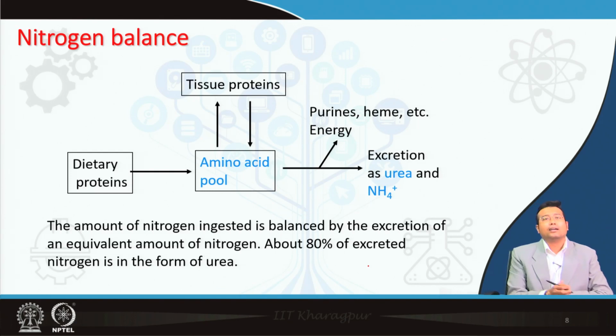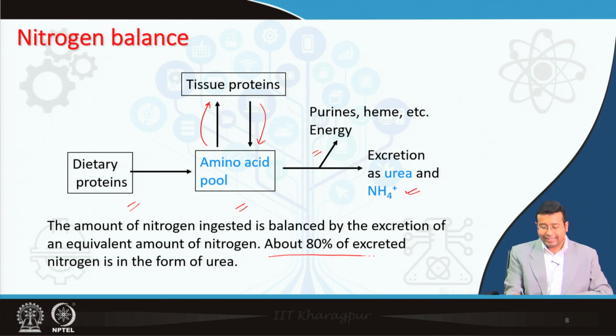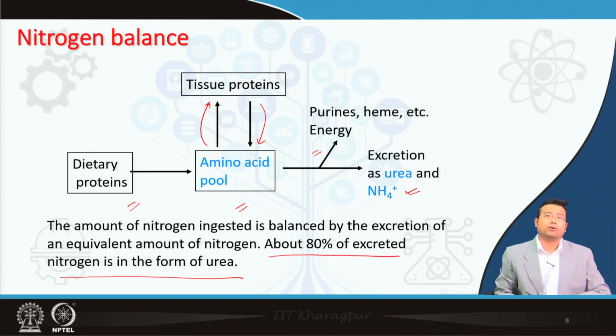Looking at the nitrogen balance, this figure we are now very familiar with, or you can easily conceptualize. We get dietary proteins which contribute to the amino acid pool. From there, tissue proteins are either synthesized or broken down to again contribute to the amino acid pool. These amino acids can be reused to produce important products, or they can be excreted as ammonia and urea. About 80% of excreted nitrogen is in the form of urea.